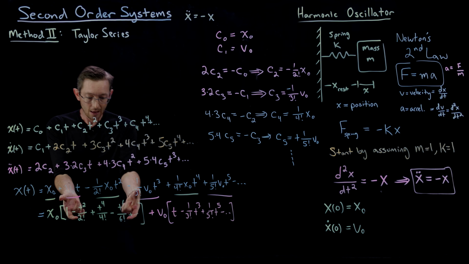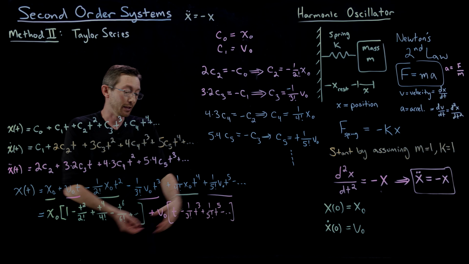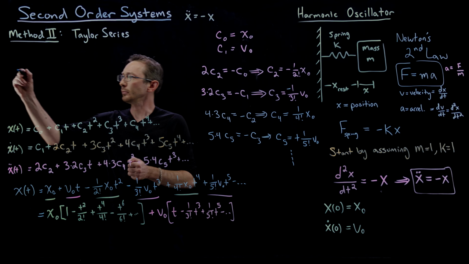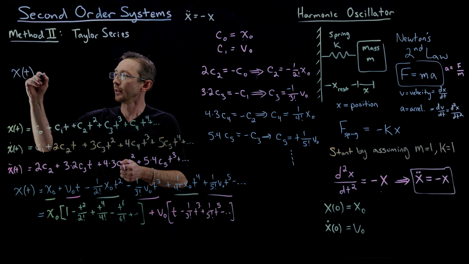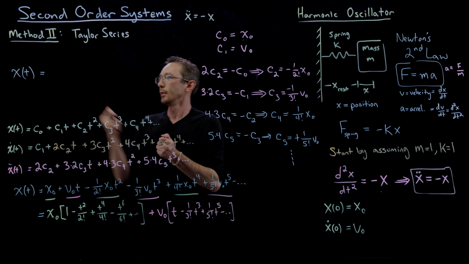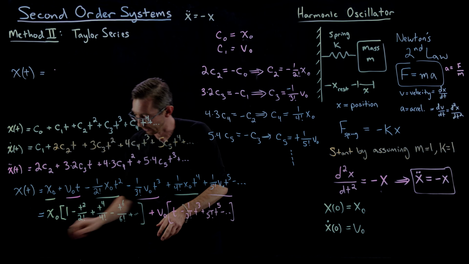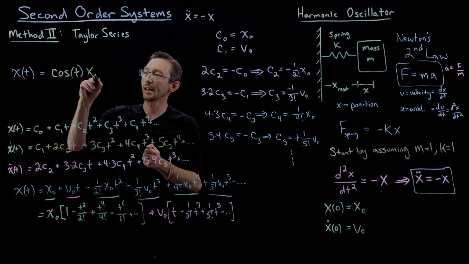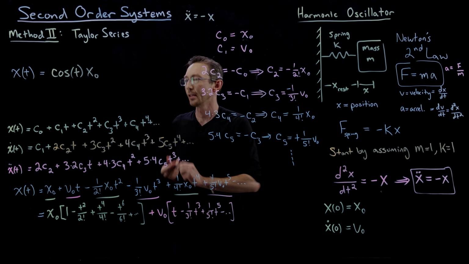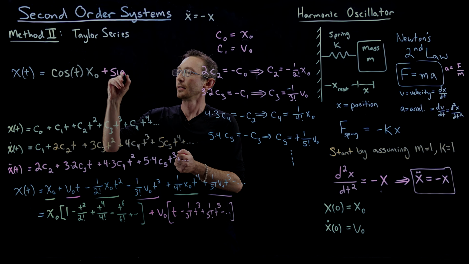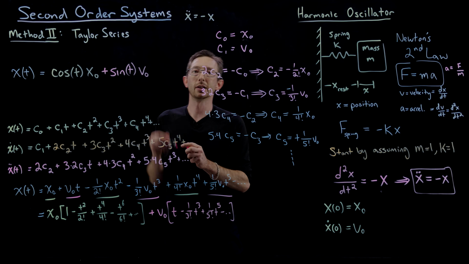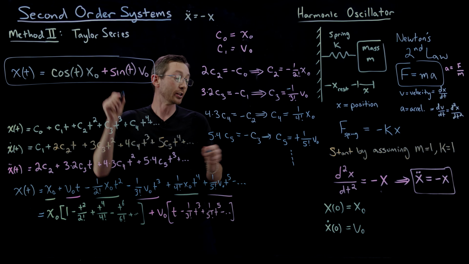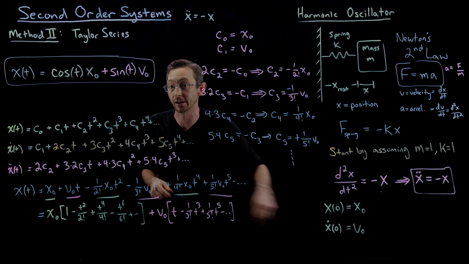And lo and behold, this is the Taylor series for cosine, and this is the Taylor series for sine. So what we find is that x of t equals, need yellow for my cosine, cosine of t times x naught, my initial position, plus sine of t times my initial velocity. And that is the solution to this differential equation now for a generic initial position and initial velocity.